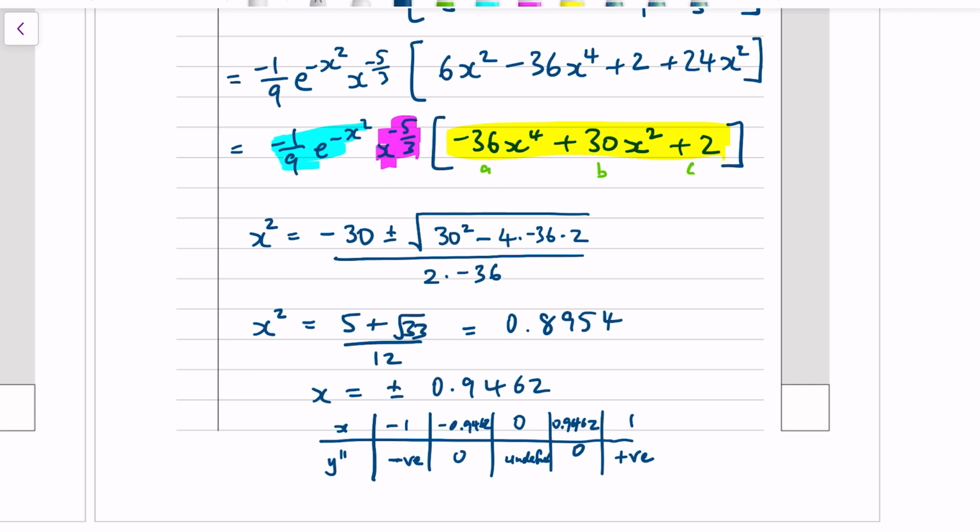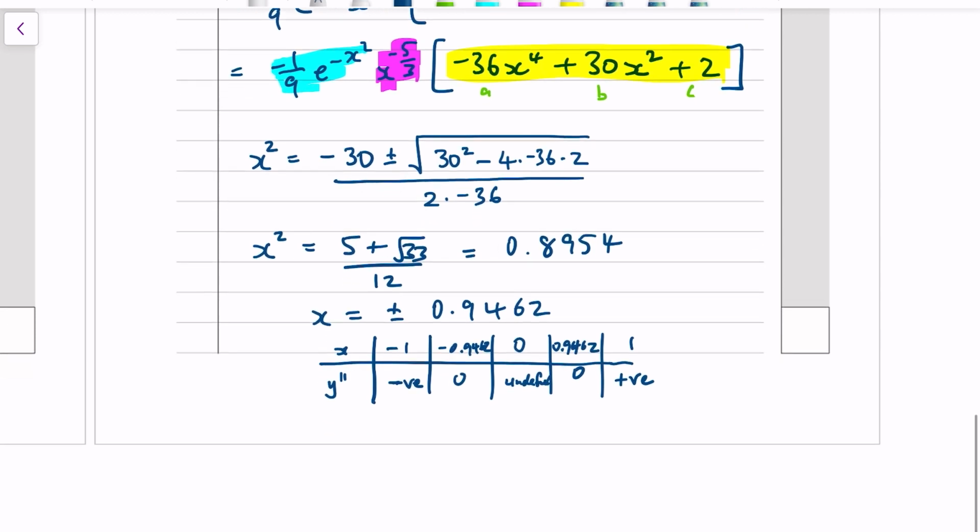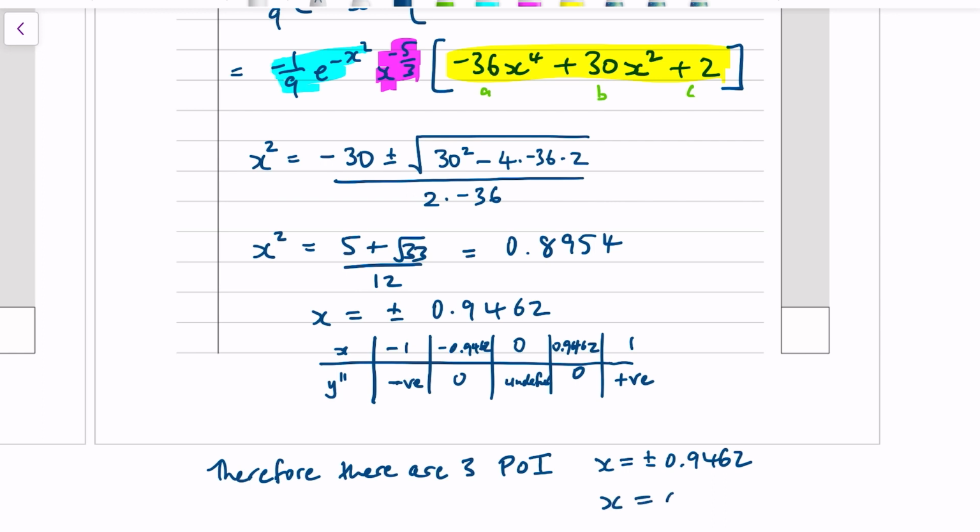And you get 3 points of inflection. There are 3 points of inflection. The 2 that we found, the plus or minus 0.9462, and x equals 0 is as well, because there is a change in sign in the second derivative.